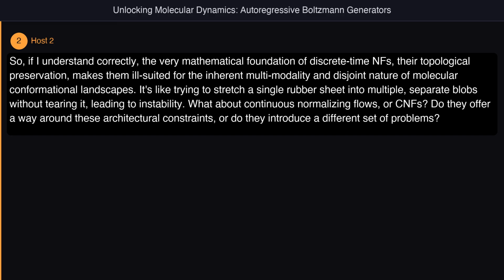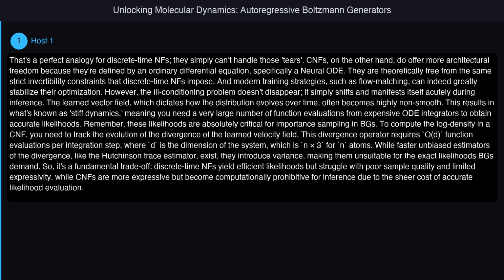What about continuous normalizing flows, or CNFs? Do they offer a way around these architectural constraints, or do they introduce a different set of problems? That's a perfect analogy for discrete time NFs. They simply can't handle those tears. CNFs, on the other hand, do offer more architectural freedom because they're defined by an ordinary differential equation, specifically a neural ODE. They are theoretically free from the same strict invertibility constraints that discrete time NFs impose. And modern training strategies, such as flow matching, can indeed greatly stabilize their optimization.